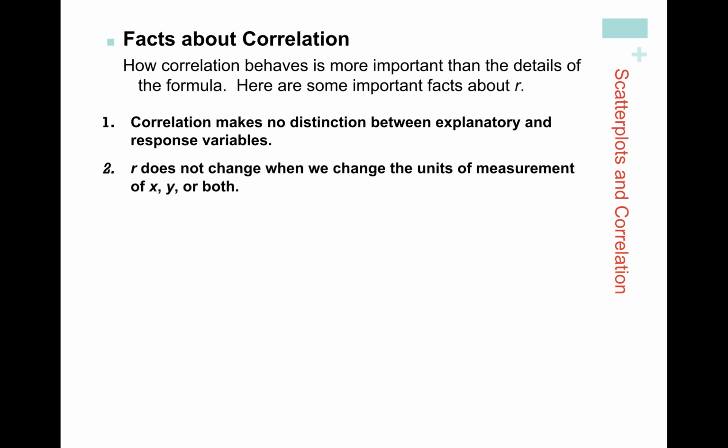Next, r does not change when we change the units of measurement of x or y or both. And changing units of measurement is very important because, as you saw in the last chapter and even in chapter 1, we like to do transformations of data. We are going to be doing transformations when doing linear regression, because sometimes the data is nonlinear, and then we're going to transform it and make it linear. Third, the correlation coefficient r itself has no unit of measurement.